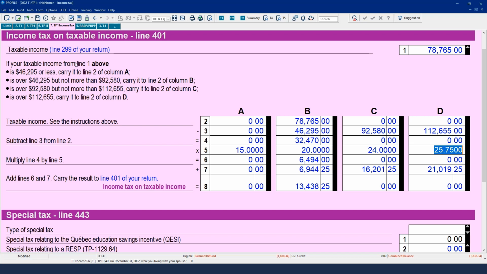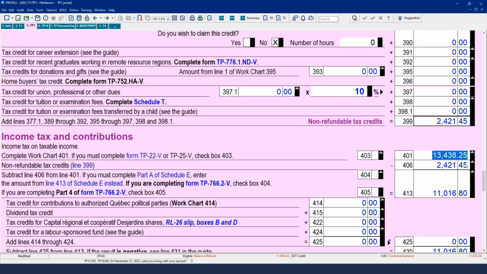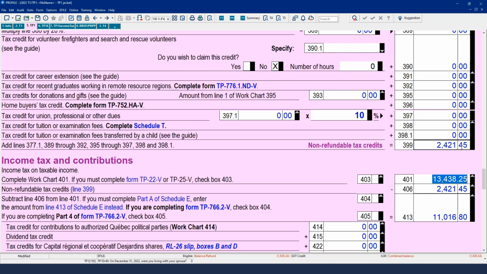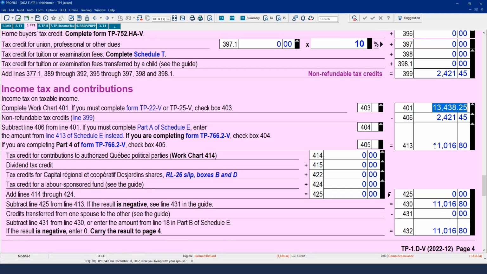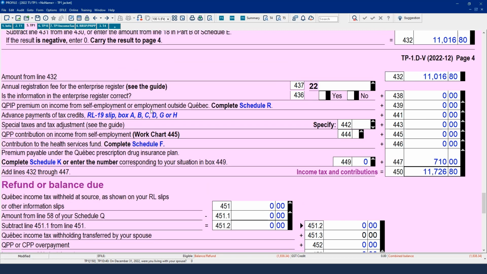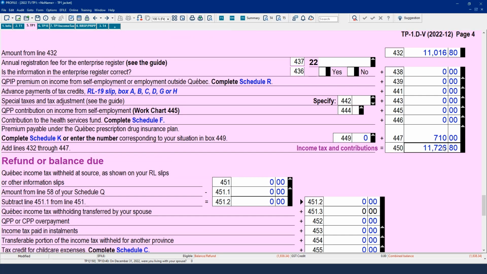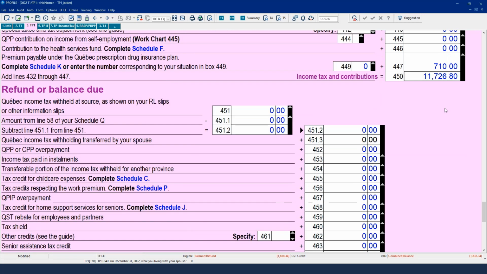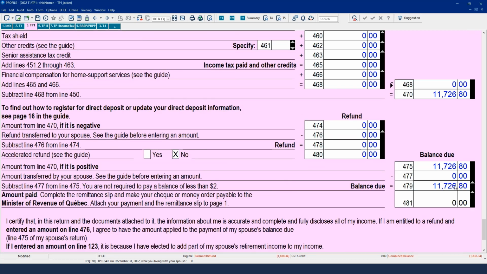In this scenario here, on the Quebec side only, it is 13,438, which is then reduced by 2,421 of non-refundable tax credits. So I owe 11,000 afterwards. And plus in Quebec, so this is not a refundable tax credit, but the opposite. It's a tax that I have to pay. So depending on your income, you have to pay a premium under the Quebec Drug Insurance Plan if you don't have your own group insurance plan. So you have to pay it. That's an extra $710. I think Ontario has the same thing as well. So now I owe 11,726.